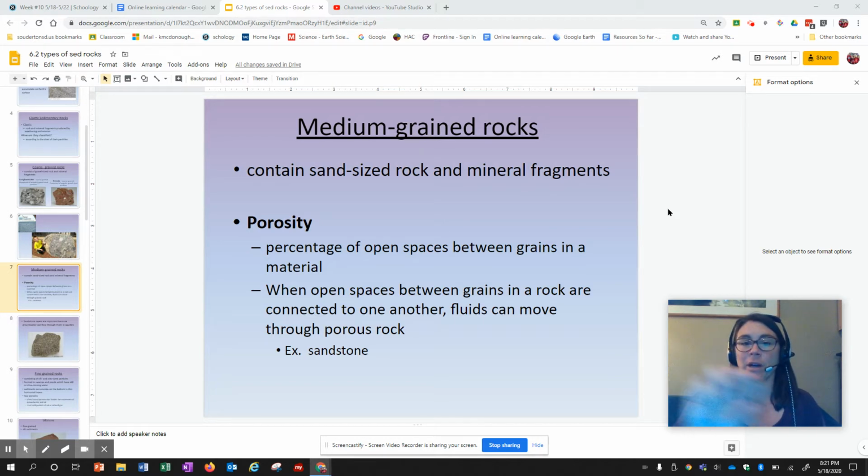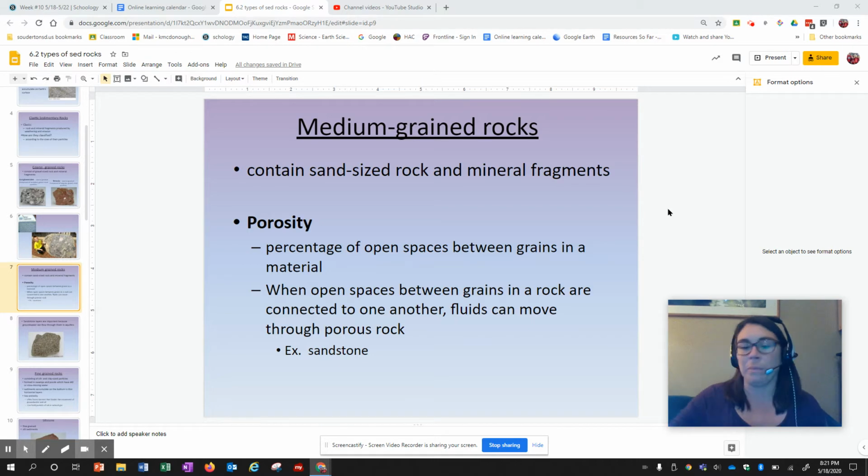Now, medium grain rocks, that would be sandstone. So everybody knows what sand looks like. We can still see the grains in it. You can feel it as a little bit rough, but not as big as the big grains that are in the coarse grain rocks. Sandstone is called sandstone because it's made out of sand. Love when things make sense.